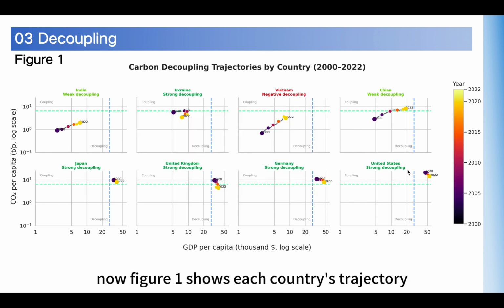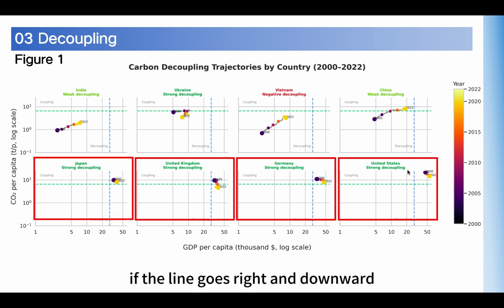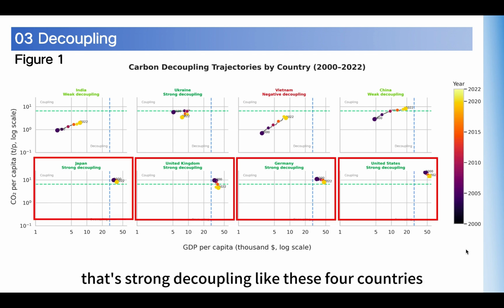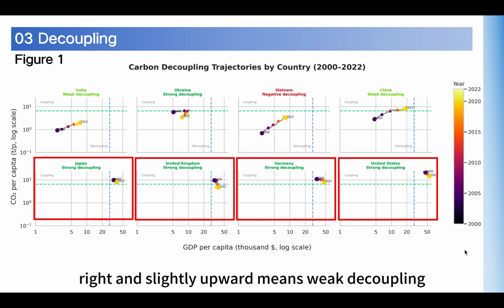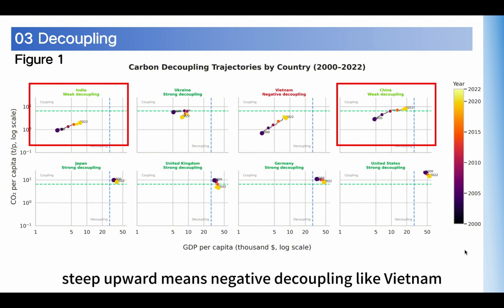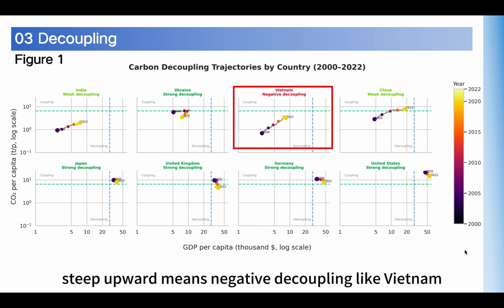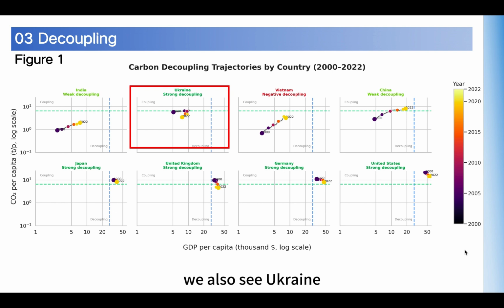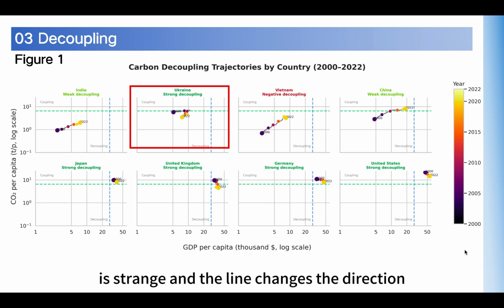Now, Figure 1 shows each country's trajectory. If the line goes right and downward, that's strong decoupling, like these 4 countries. Right and slightly upward means weak decoupling, like China and India. Steep upward means negative decoupling, like Vietnam. We also see Ukraine is strange, and the line changed direction.